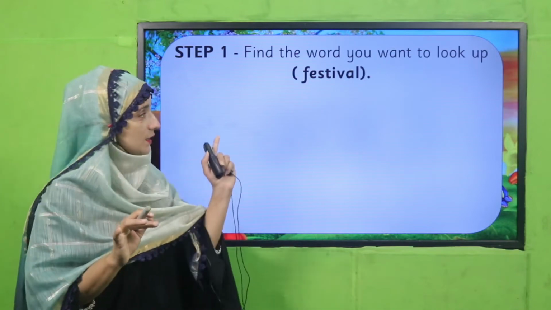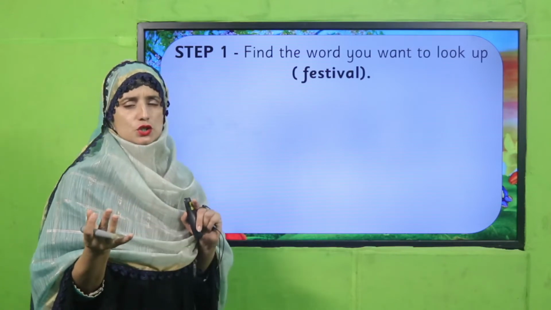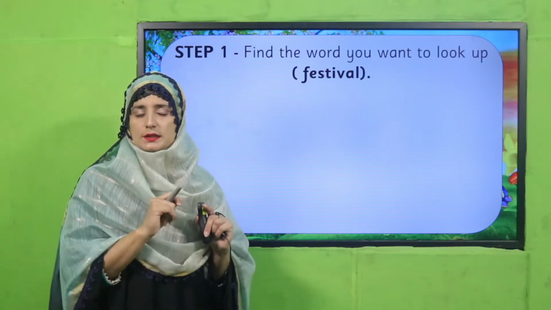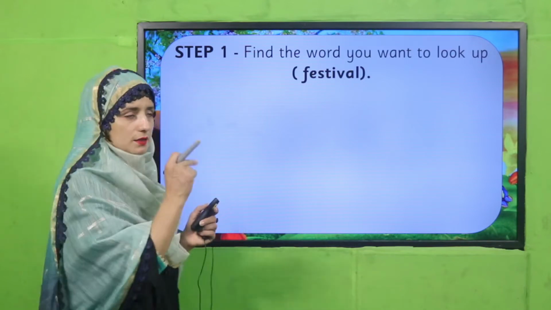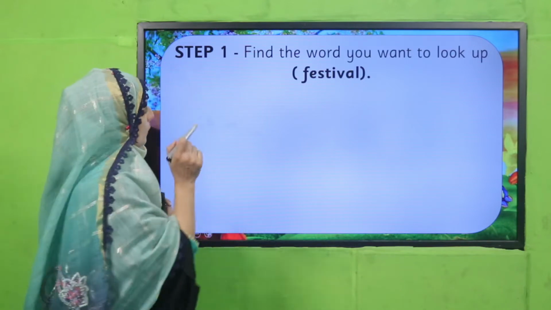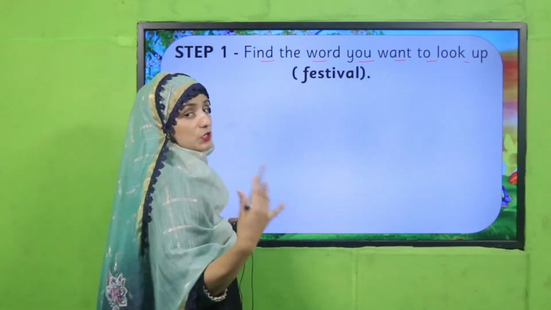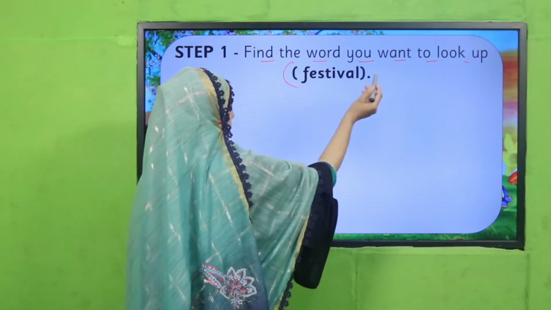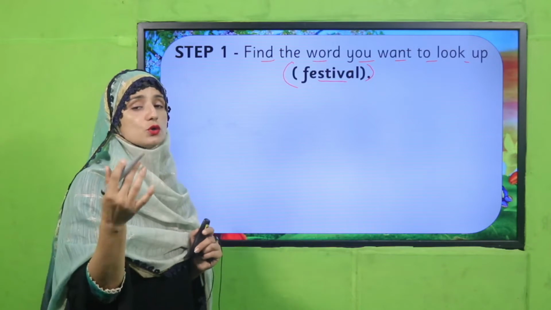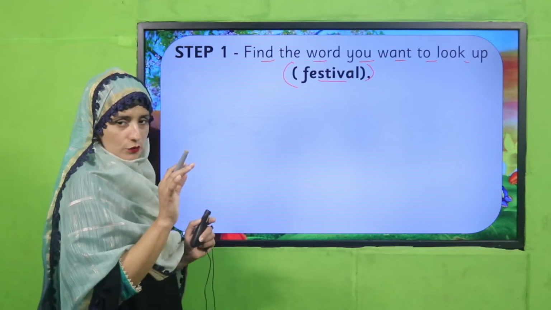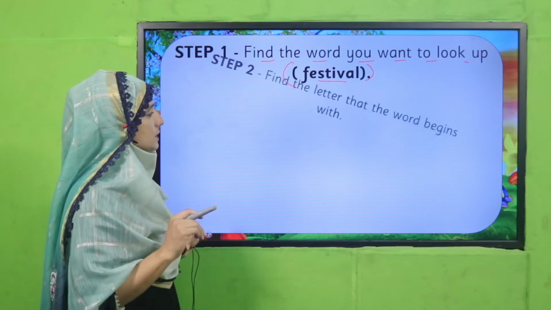Okay, and keep in mind, there are different steps I have made for you, my dear students, for how we can search. Suppose we have to find a word, its meaning, its pronunciation, its syllables. How do we find it? There are a few steps that you have to follow. Step 1, find the word you want to look up, meaning which word you want to look up. I have selected a word like festival. Suppose we are going to look up the word festival. First we have selected our word. So what is our next step? See there, my dear students.